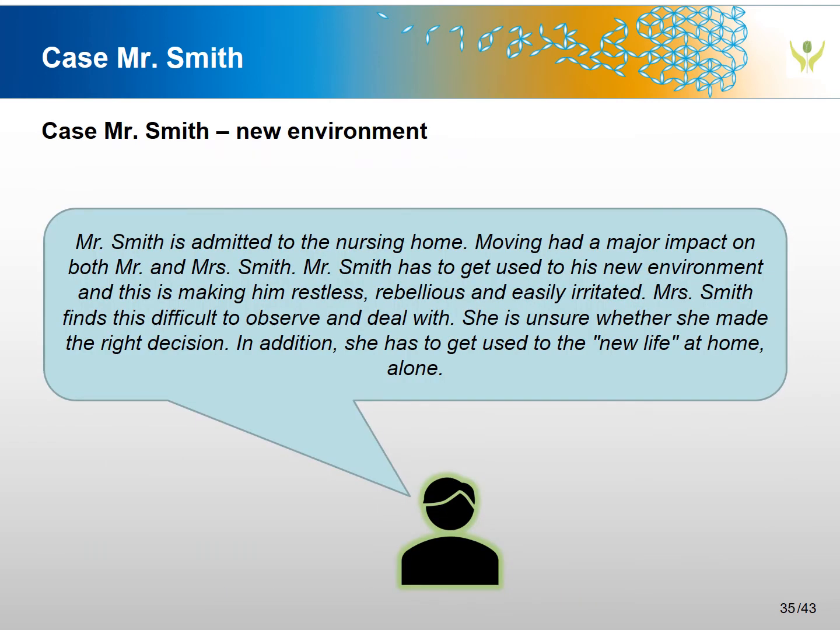Mr. Smith is admitted to the nursing home. Moving had a major impact on both Mr. and Mrs. Smith. Mr. Smith has to get used to his new environment, and this is making him restless, rebellious and easily irritated. Mrs. Smith finds this difficult to observe and deal with. She is unsure whether she made the right decision. In addition, she has to get used to the new life at home, alone.